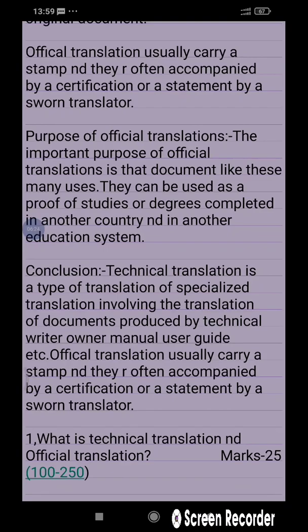The purpose of official translations. The important purpose of official translations is that documents like these have many uses. They can be used as proof of studies or degrees completed in another country and in another education system.